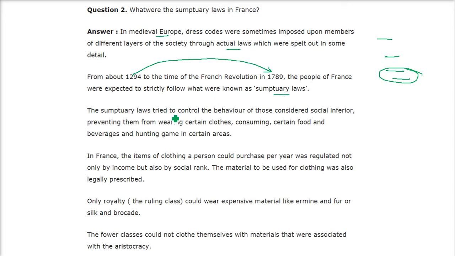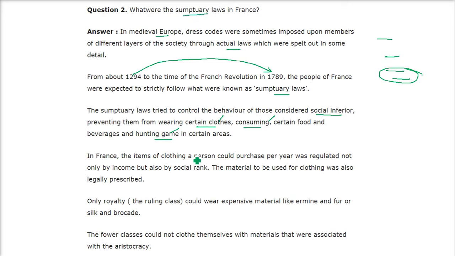The sumptuary laws were a measure to control the behavior of those considered socially inferior, trying to prevent them from wearing certain clothes, consuming certain food and beverages, and hunting game in certain areas. So this all includes clothes, food and hunting.